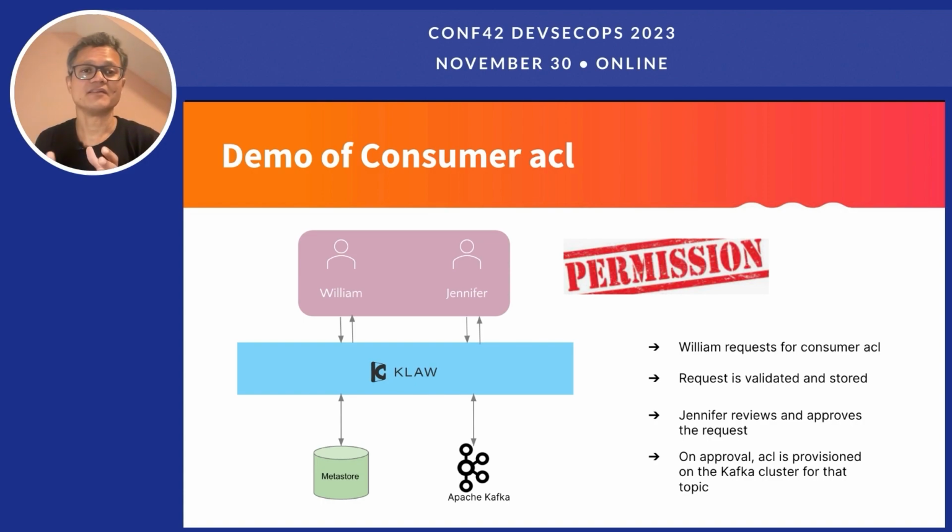In the demo here, William requests for a consumer ACL on a topic which is actually owned by a different team. And a member of that team is going to approve the request. On approval, ACL is directly created on the topic, which means the relevant application can already start consuming from the topic. Now let's get into the demo.